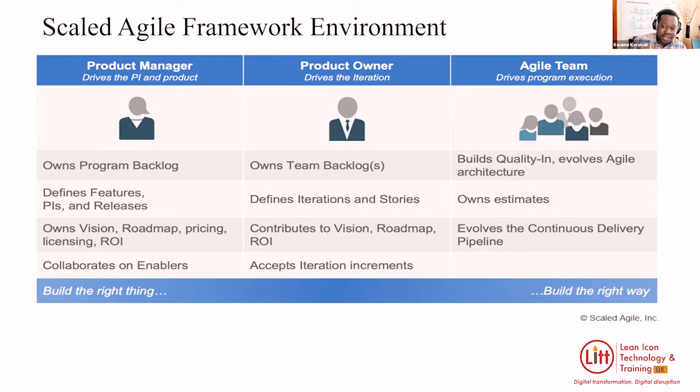Who can be in the Agile team? We can have developers, testers, UX designers, business analysts, the UX team members, and anyone who can help the team build that particular product. They can go into the Agile team. They build quality in and they evolve the Agile architecture. They own the estimates and evolve the continuous delivery pipeline.